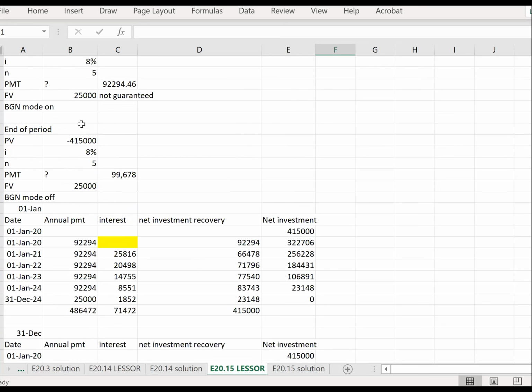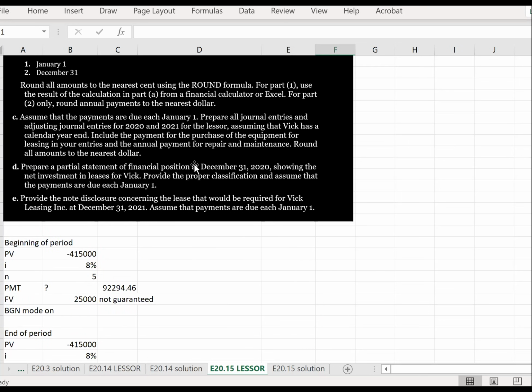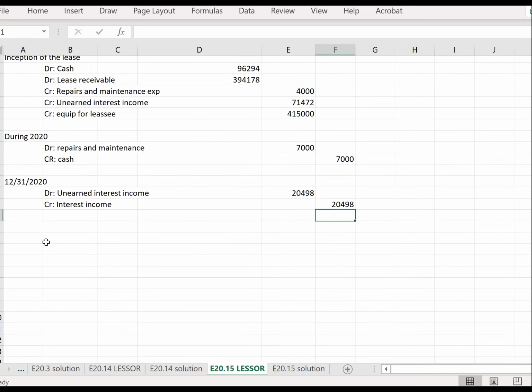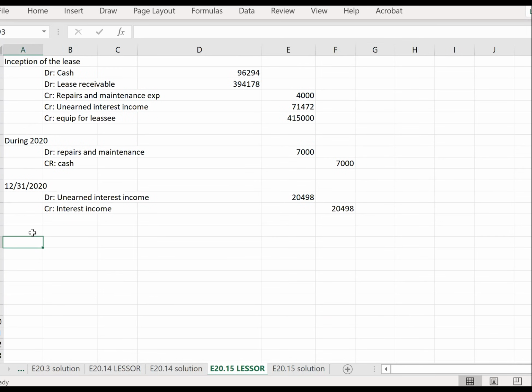So let's go back up to the question, see what else we need to do. So we did all the entries here. So we've done C. So D says prepare a partial income statement, a partial statement of financial position at December 31st, 2020, showing the net investment in leases for VIC. Provide the proper classification and assume the payments are due each January 1st. So when it says good form, what we want to do is put VIC or King's Leasing Company.